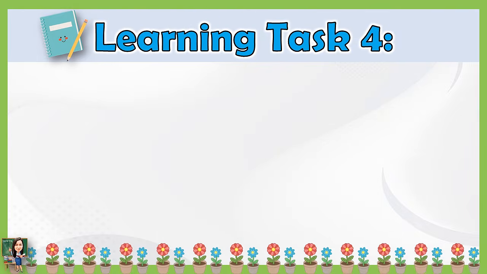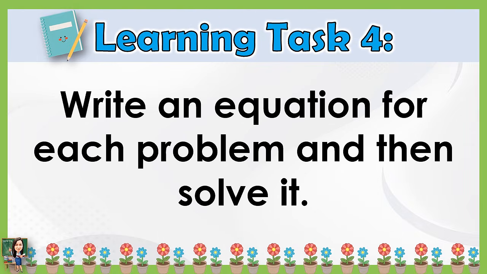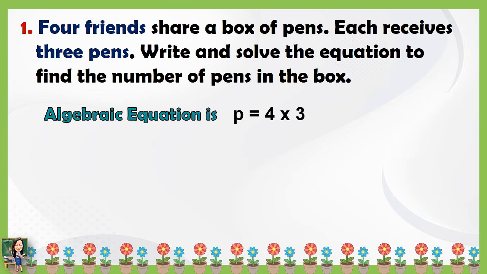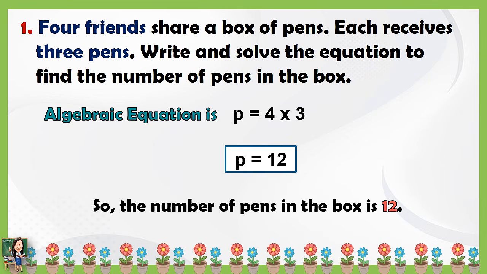For learning task 4, write an equation for each problem and then solve it. Number 1. 4 friends share a box of pens. Each receives 3 pens. Write and solve the equation to find the number of pens in the box. The algebraic equation is P equals 4 times 3. P represents the number of pens. So 4 times 3 equals 12. So the number of pens in the box is 12.